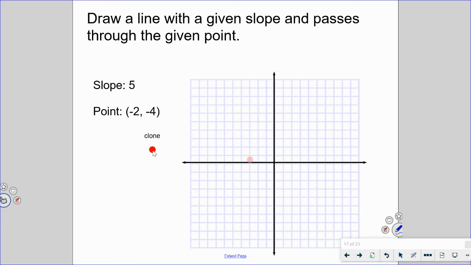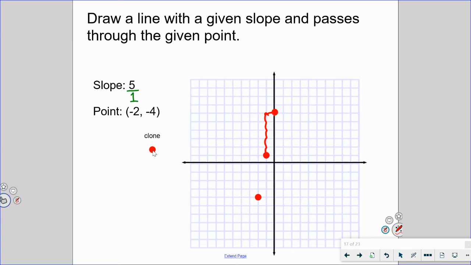-2, -4 will be in the third quadrant. -2 goes to the left, -4 goes down. Slope of 5, we know what to do with that. Let's just simply put a 1 under here and get ourselves a rise of 5. 1, 2, 3, 4, 5, and a run of +1. And there's our next point at the point -1, +1. Let's do it again. 1, 2, 3, 4, 5, and a run of +1. And there's our next point at the point 0, 6.